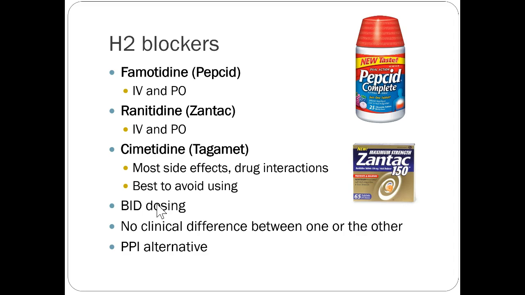Cimetidine was the least used of these, and it has a lot of side effects, has drug interactions, and again, I don't recommend using this. I would just use famotidine. There's really no issue why you couldn't. And yes, even though we know that ranitidine is probably safe in pregnancy, famotidine hasn't been as well studied, it's probably fine. There's probably no reason why you couldn't do it, and there's no clinical difference between them. So they are dosed twice daily versus PPIs generally once daily, so they don't last quite as long.